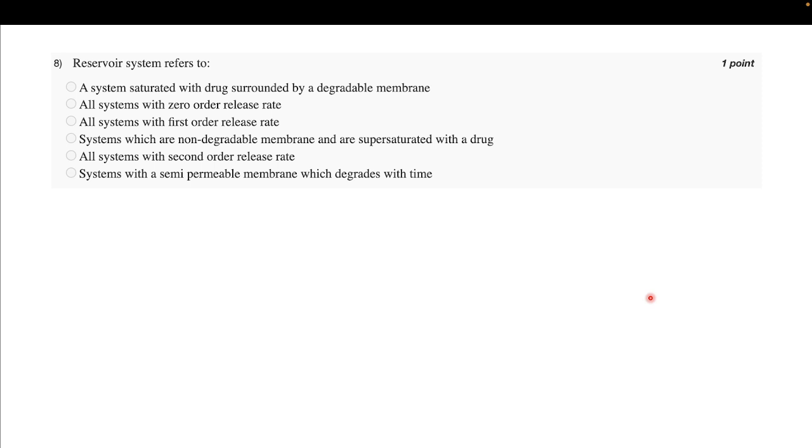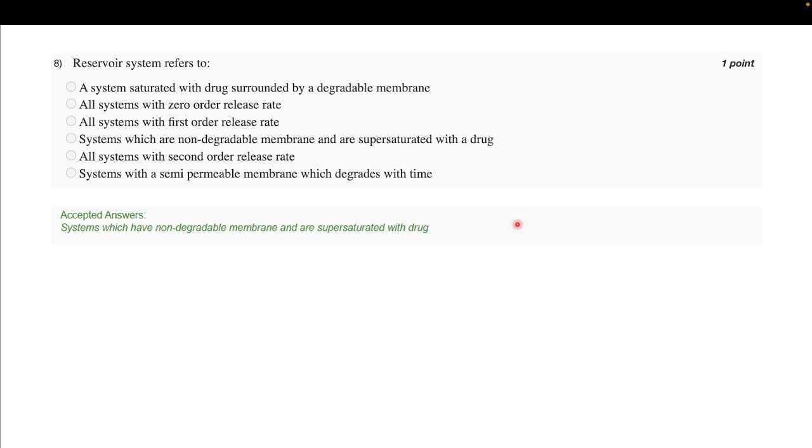Okay, we have one answer. Anybody else? Option 6, the last option: systems with a semi-permeable membrane which degrades with time. Okay. Others? Option C, all systems with first order. Sorry? Last option. Okay. Any other answers? So far we have 4 and 6. Option A: a system saturated with drug surrounded by degradable membrane. Okay. Anybody else? Thank you all for responding. No? Okay, we'll discuss the answer.